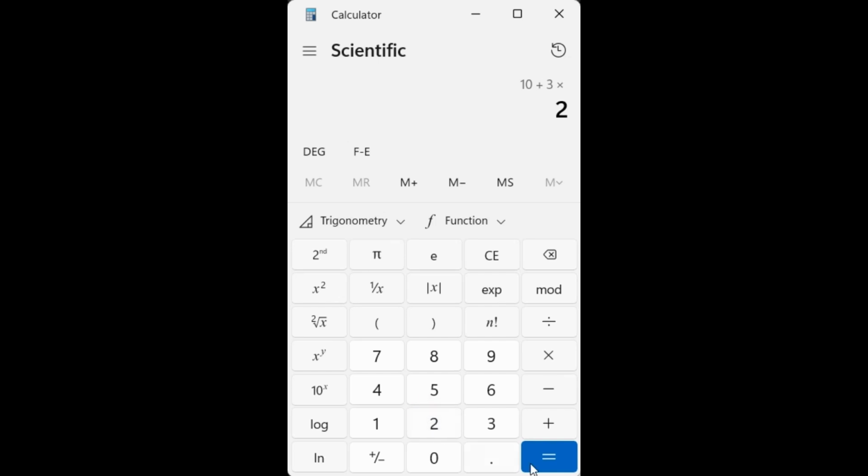So when I hit the 2 and then hit the equals, look what it did. It entered the entire expression 10 plus 3 times 2 equals 16. That is the correct answer.